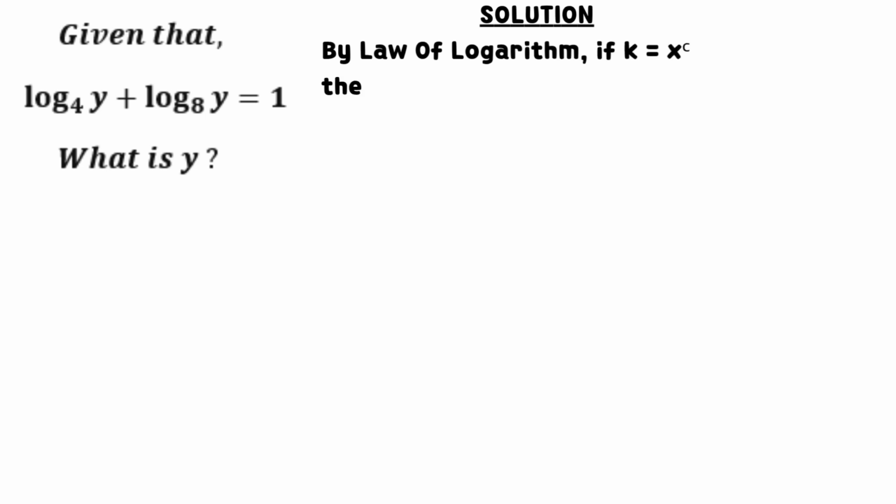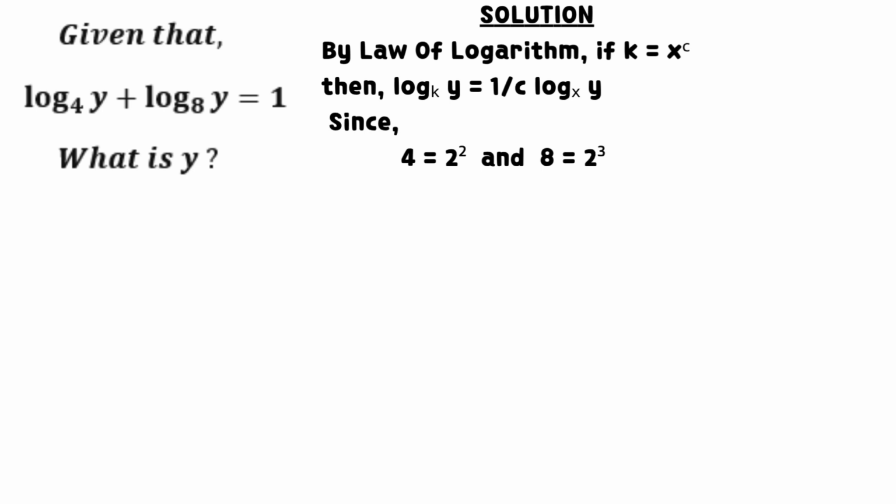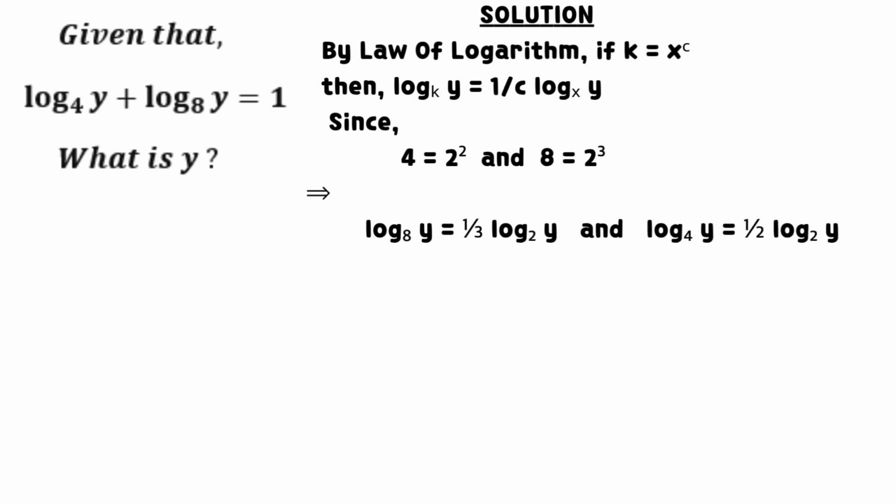Solution. By the law of logarithm, if k equals x to the power c, then log y to base k equals 1 divided by c times log y to base x. Since 4 equals 2 to the power 2, and 8 equals 2 to the power 3, this implies that log y to base 8 equals 1/3 times log y to base 2, and log y to base 4 equals half times log y to base 2.